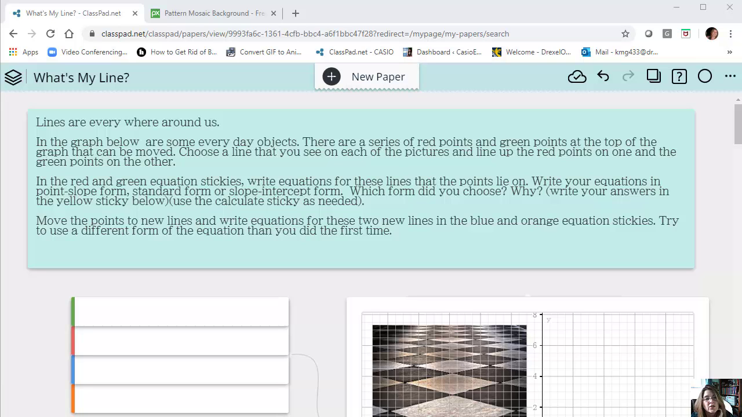Hi there, Karen Greenhouse, and this is just a kind of a fun application activity that has to do with linear equations and exploring some real-world things and challenging students to figure things out on their own.